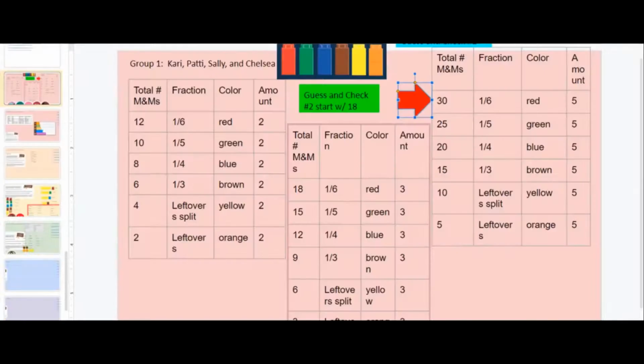So I started with 30 because I knew it was divisible by 6, and I got 5. You can see my guess and check table there. I knew it was too many, so I started with 18. And then I noticed that we had 3. Quick, how did you notice this pattern? It didn't work out? I missed that part because it looks like you have done the fractions correctly.